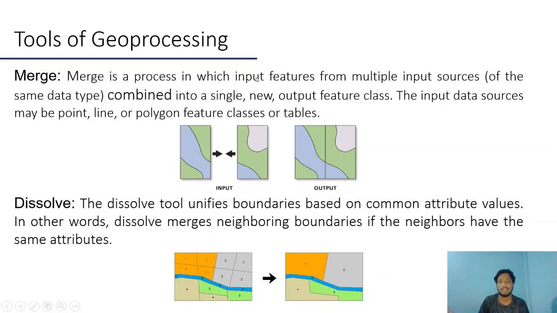Then merge. Merge is a process in which input features from multiple input sources of the same data type are combined into a single new output feature class. The input data source may be point, line or polygon features, classes or tables. Then the next one is dissolve. This dissolve tool unifies boundaries based on common attribute values. Like if there are three residential buildings in dissolve, they create one residential building. In other words, dissolve merges neighboring boundaries if the neighbors have the same attributes.